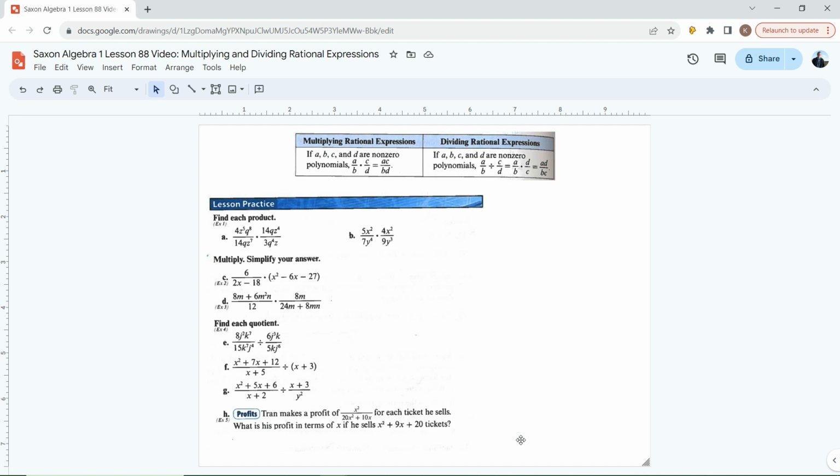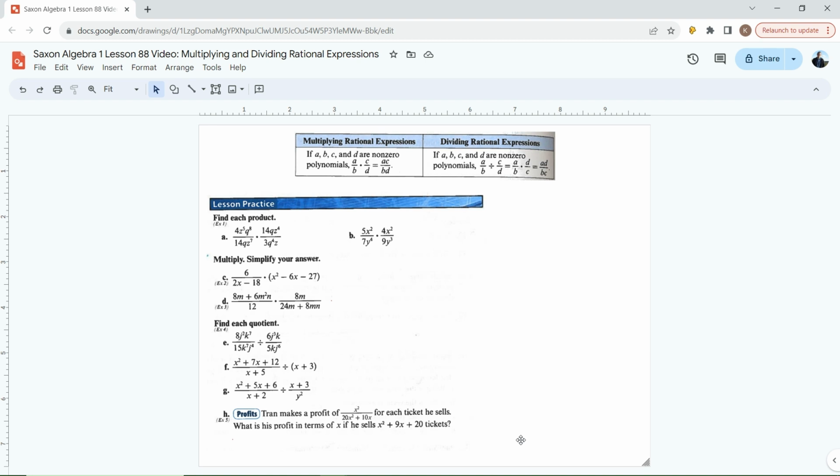Hey, algebra students. In this lesson, we are going to talk about multiplying and dividing rational expressions. And really, there's one key thing in this lesson, and it is figuring out how to factor terms and make things cancel. That's what we're going to spend a lot of time doing, and that's why we're going to spend most of the time actually working practice problems, so I can show you how you can find factors and then make those factors cancel.